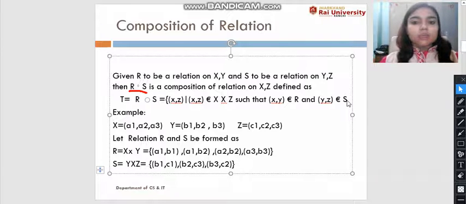Now let's see one example so that you will understand clearly how, using two relations, we make one relation. We have three different sets X, Y and Z.